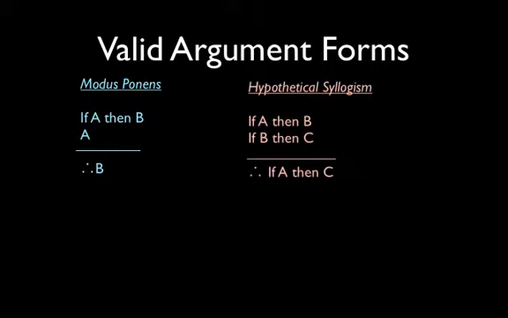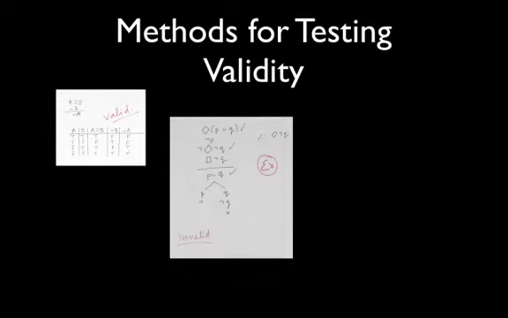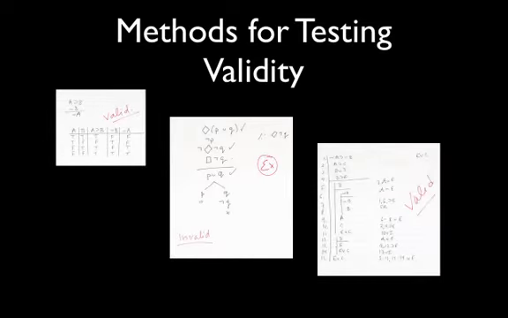There are many deductively valid argument forms, and there are formal methods for determining whether an argument form is valid. You can learn these methods by taking a course on symbolic logic. However, in most philosophy courses, we evaluate deductive arguments informally.